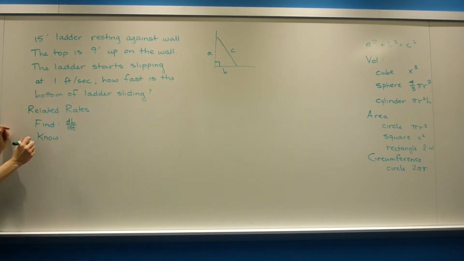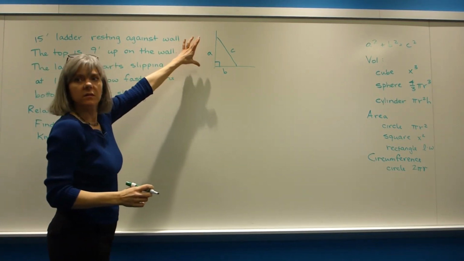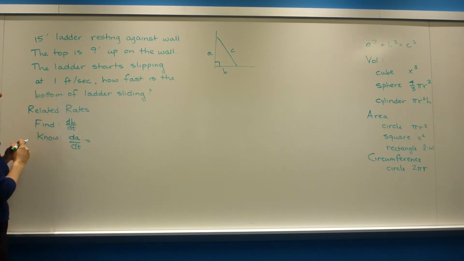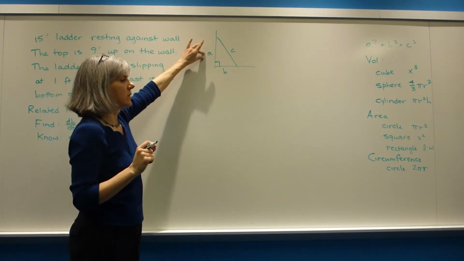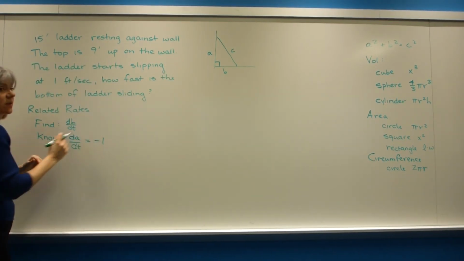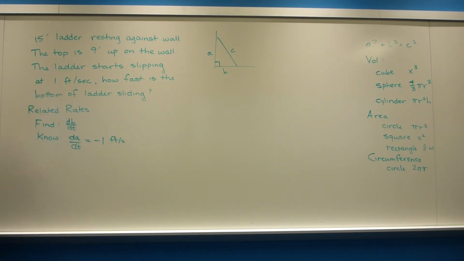What do I know? I know how fast the top is moving, right? So what variable will I give that? How fast the top is moving? Yeah, dA/dt, exactly. A is the distance, and it's changing, so it's dA/dt. And I know dA/dt is what? 1 foot per second, and I need to be careful with related rates about signs. Is this distance getting bigger or smaller? Smaller, so the rate is actually negative then. So I need to be careful with that. So -1, and you can certainly put on feet per second.